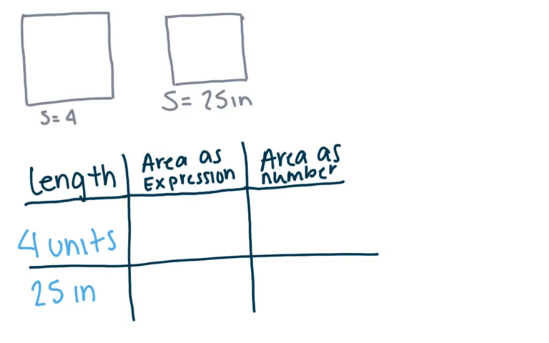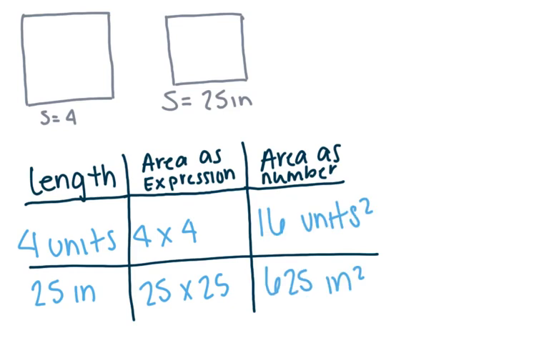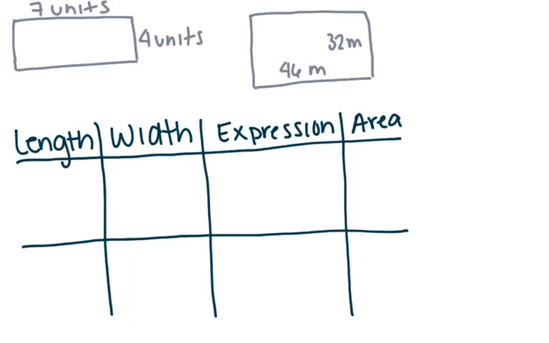And now we're going to write our area as an expression. So our expression for the first square is 4 times 4, and our expression for the second square is 25 times 25. And the last thing we're going to do is we are going to solve for the area. And so our area for square 1 is 16 units squared, and our area for our second square is 625 inches squared.